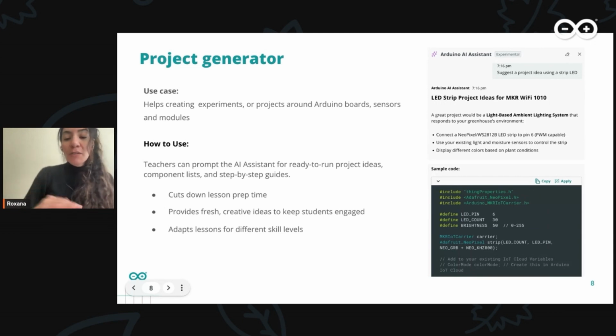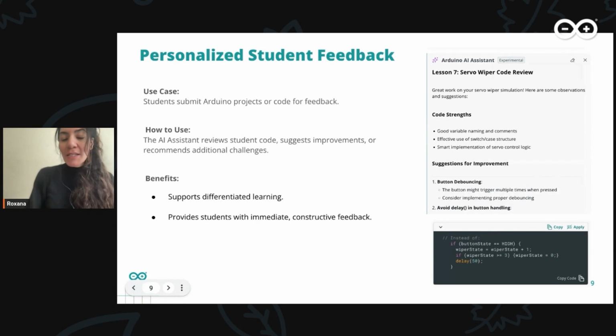So, and also you can do it for different students that have different skill levels. You can do that, and it saves you a lot of time. The next one is personalized student feedback. So we were talking also about students being more independent with their own learning, to own their learning.